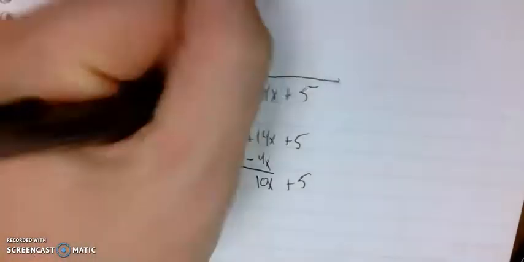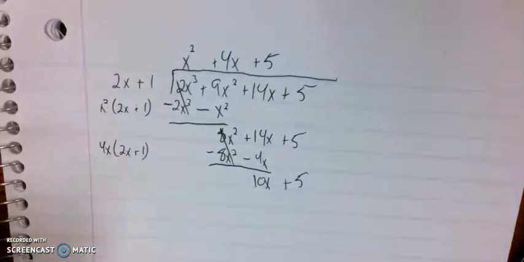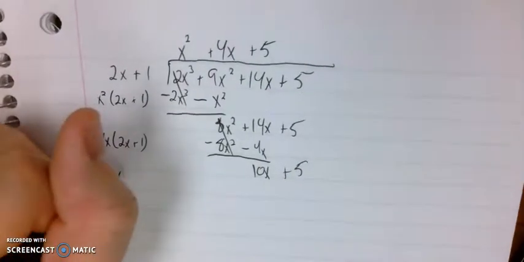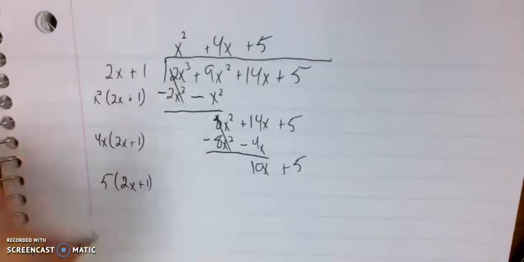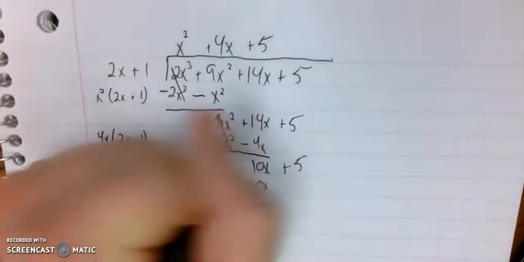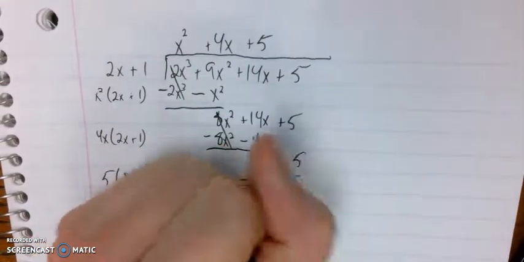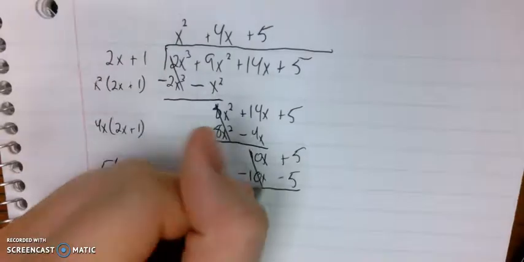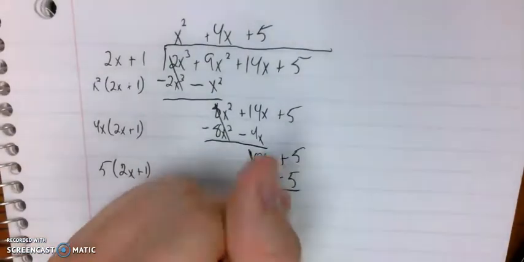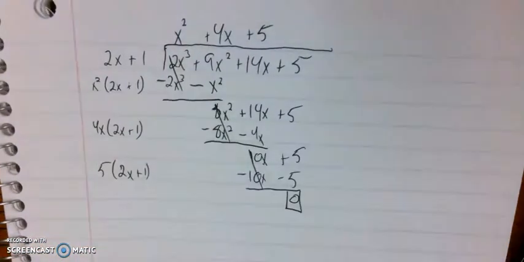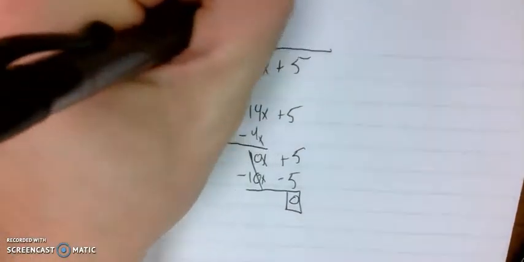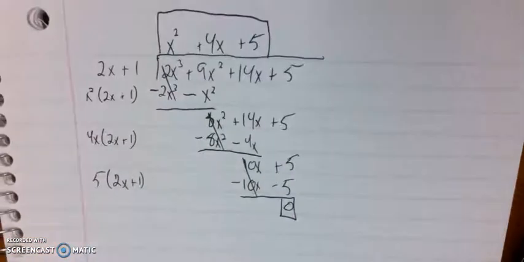Turn a 2x into a 10x by multiplying by 5. And off to the side, I'll take my 5 and distribute it into my divisor, which is 2x plus 1. That gives me a 10x and a 5. We find the difference, so we switch to subtraction. First terms will cancel. And hey, the 5's also cancel. So I have a remainder of 0, which is awesome. We like seeing 0 remainders, which then means this is my quotient up top. X squared plus 4x plus 5.